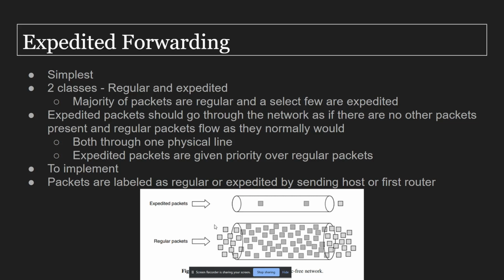So once an expedited packet comes into the system, it's sent first and without any other packets present, while the regular packets are then sent afterwards altogether. To implement this, packets are labeled as regular or expedited by the sending host or first router, and then received by the next router. So the expedited ones will be labeled accordingly.